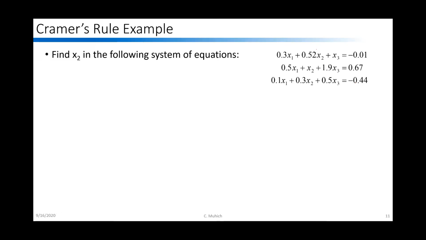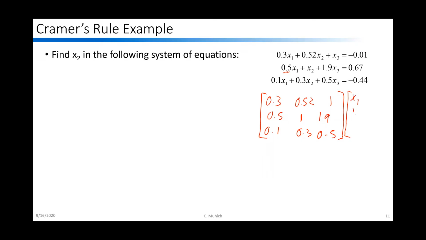So as a first step, we should go in and turn this into a series of matrix equations. We should get used to this by now. So we have 0.3, 0.52, 1, 0.5, dragging this 0.5 down, then 1, 1.9, 0.1, 0.3, 0.5. That's going to make that matrix A.